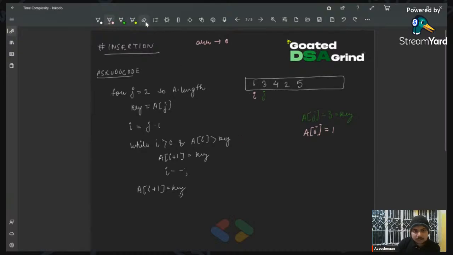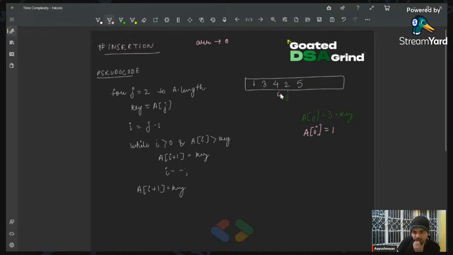Okay. Now let's run on j equals to 4. So our j is equals to 4. Again, we'll be putting these values, but again we'll see that a of I, that is this point, this a of I is not greater than the key, right? So this point will also not execute after this. But where will the problem arise? The problem will arise when j is here and I is here.